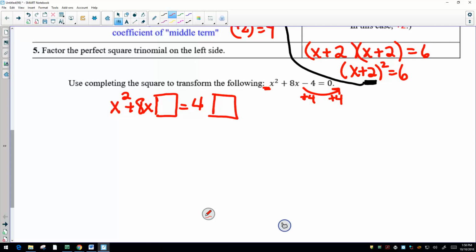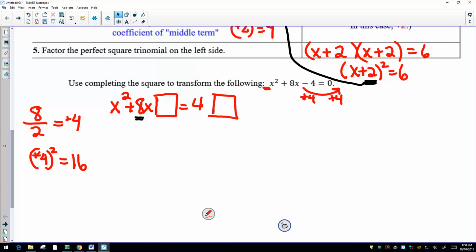We're going to take the coefficient of our x term. We want to take half of that middle term. So half of our middle term, we get a positive 4. We take the positive 4, we square positive 4, which gives us 16. So that 16 now we get to add to both sides.